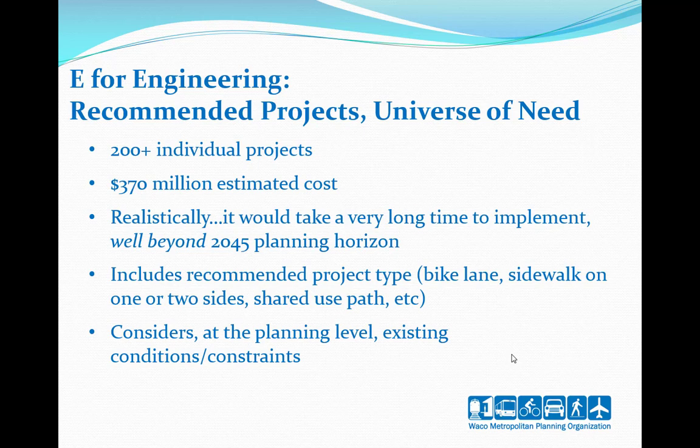These infrastructure projects are specific in that they describe the proposed project type, for example, bike lane versus bike route, sidewalk on one side versus two sides, and the roadway corridor for the proposed improvement. We also consider existing constraints such as traffic volume, the right-of-way width, adjacent land uses, things like that. However, this is a planning level document, and additional review and study would be required to take this from plan to a project.